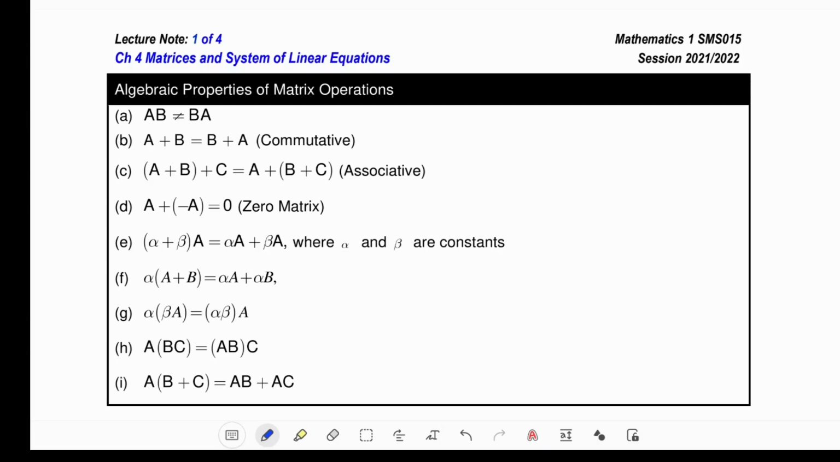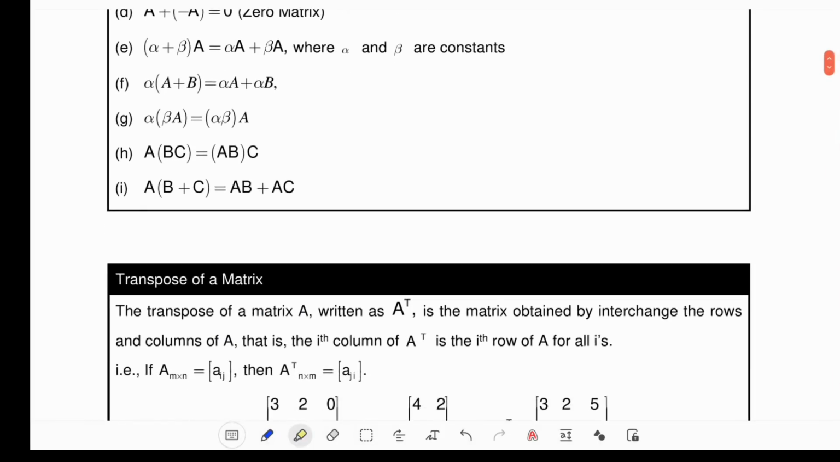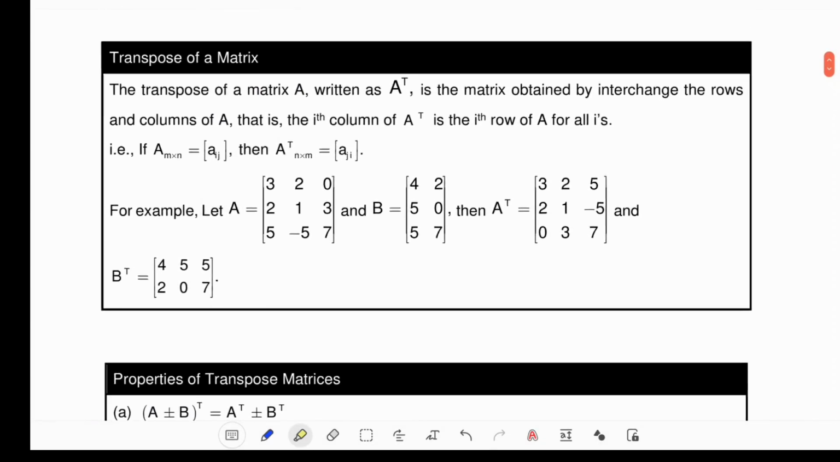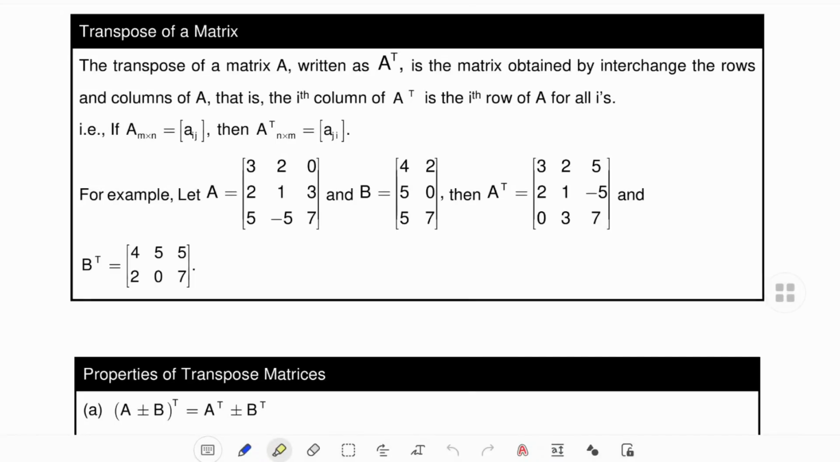Okay, let's move on to another part. Here we have algebraic properties of matrix operations. So I guess you can go through them on your own. I'm going to discuss the transpose of a matrix. Okay, now we proceed to the transpose of a matrix.